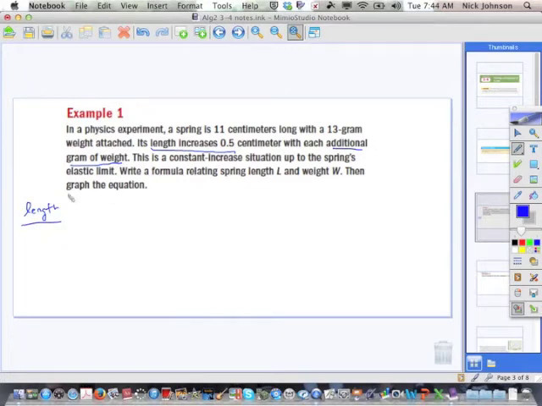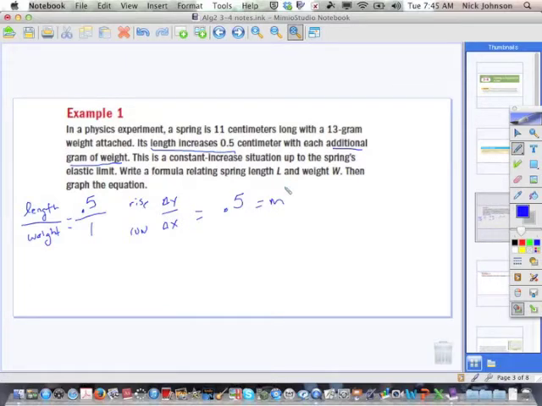divided by weight, which means for my slope, this is my rise, this is my run, which means length is the change in y's over the change in x's. So my change in length goes up 0.5 centimeters. My weight gets changed by just 1 gram of weight. So 0.5 divided by 1 is just simply 0.5, which is then my slope.